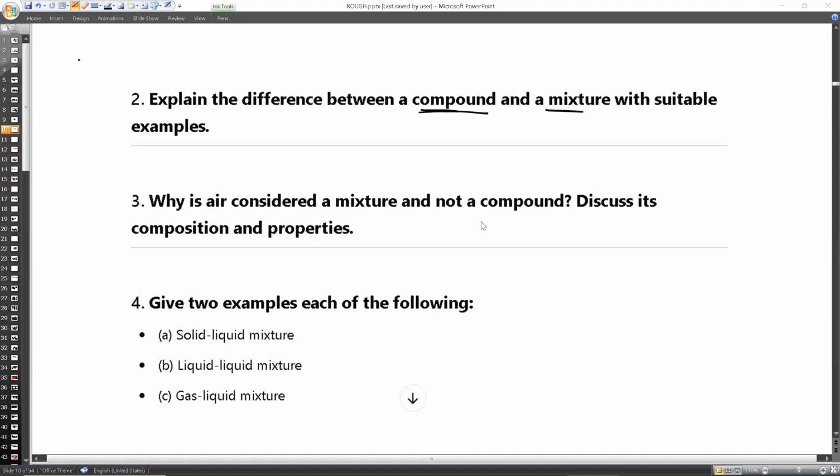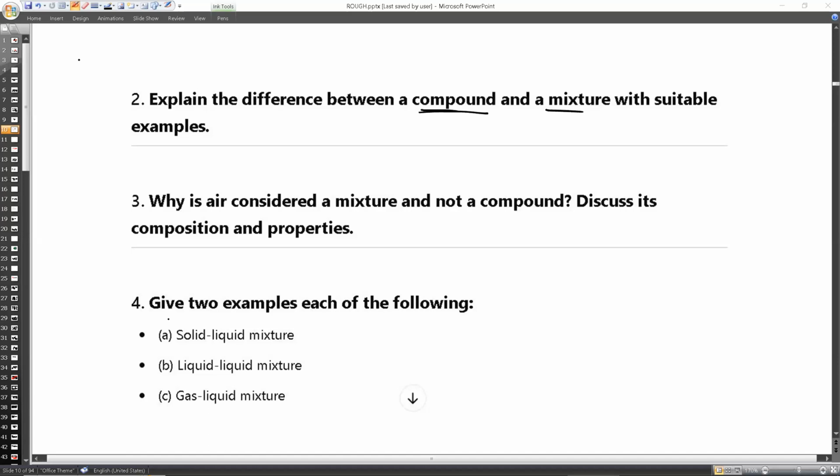Yes, Hanan, tell me. Air is a mixture as the gases in the air are mixed together. The gases in the air like nitrogen, oxygen, carbon dioxide are mixed together and we can separate them by simple physical methods. And moreover, they don't have a fixed formula, they don't have a fixed composition. Okay.